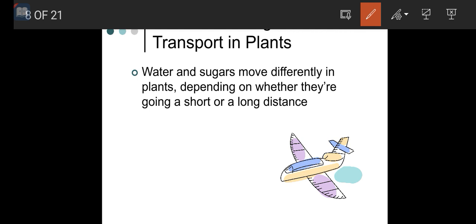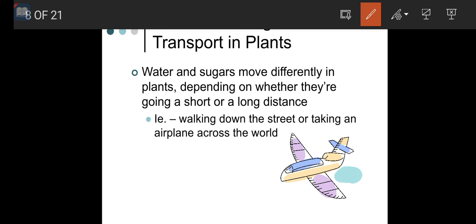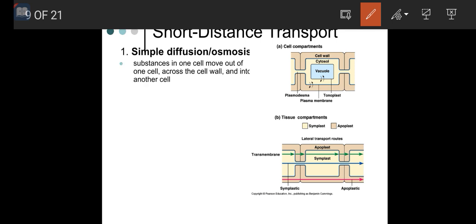Transport in plants: water and sugar move differently in the plant depending on whether they are going a short or a long distance. Simple diffusion and osmosis are used for short distance transport. A substance moves out of one cell, across the cell wall, meaning it is transferred through the cell membrane.